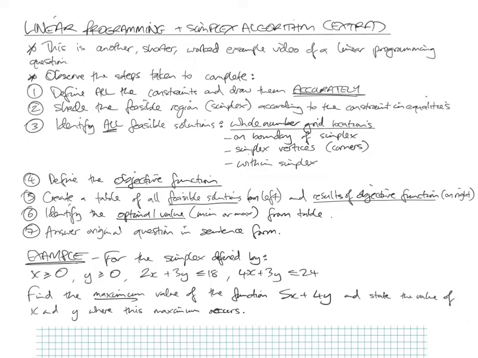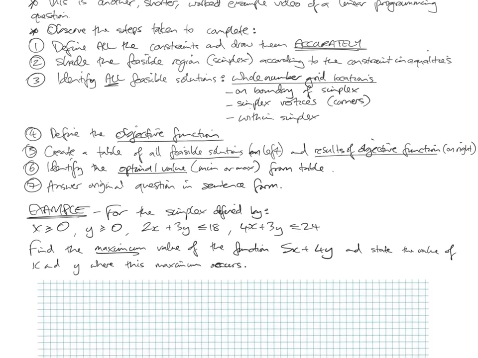3, identify all the feasible solutions, dot them out in the simplex. These are the whole number grid locations on the boundary of the simplex, on the simplex vertices, the corners, and within the simplex itself. And you're only able to do that if you draw the simplex very accurately. Number 4, you need to define the objective function. You need to know what you're minimizing and maximizing.